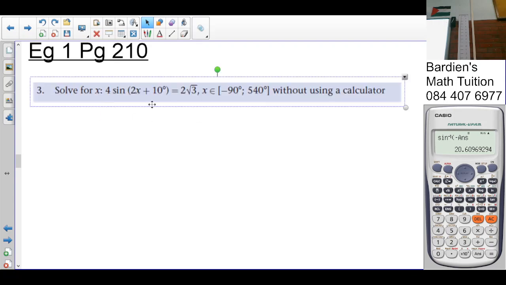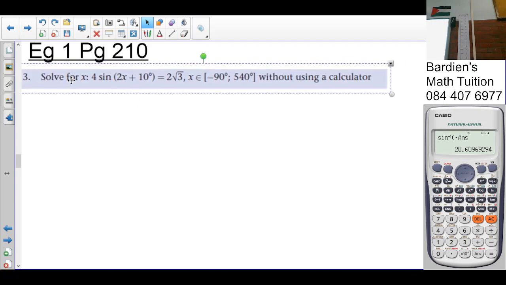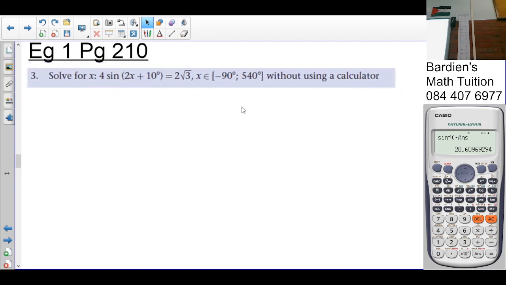You see, here, solve for x. Now we're going to go with k equal to minus 1, 1 and all of those. You okay with that?